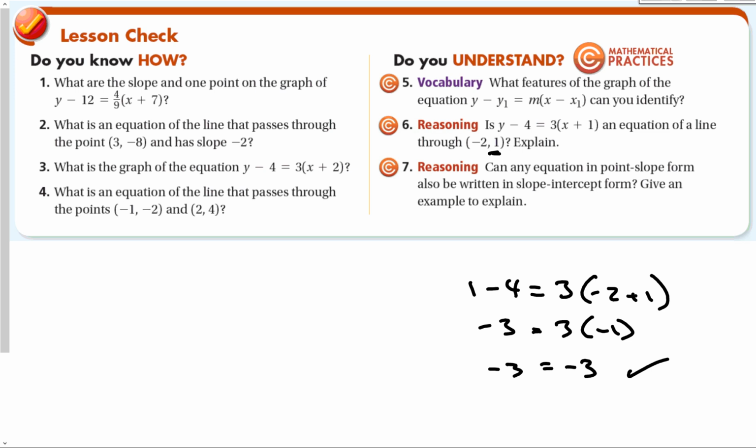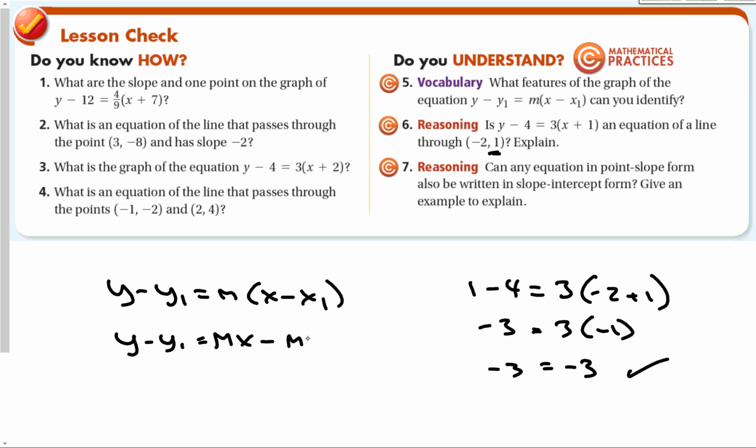Can any equation in point-slope form also be written in slope-intercept form? Yes, because y minus y1 is always equal to m times x minus x1, and I can always distribute no matter what. That's m times x minus m times x1, and I can add y1 to both sides. So y will always be the slope times x minus the slope times x1 plus y1, no matter what.